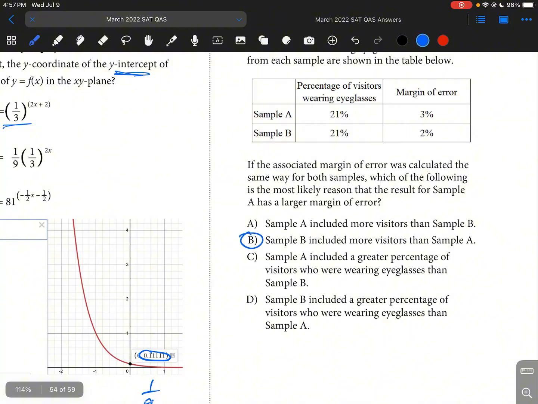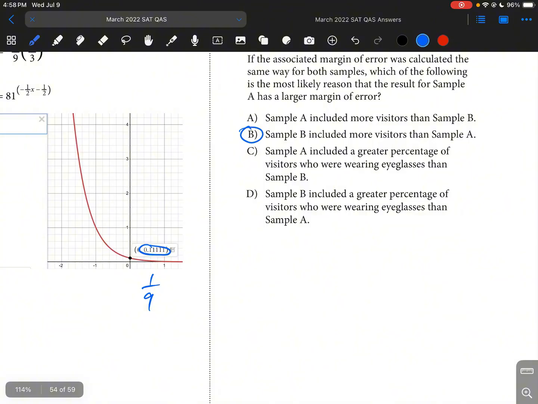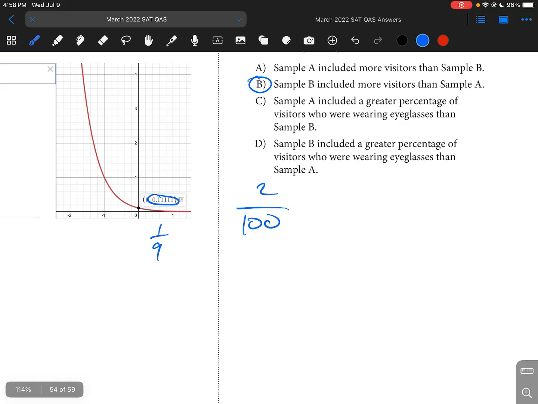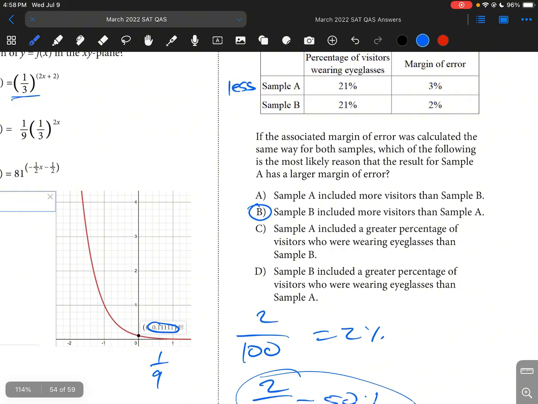So the answer is B, because if you have more people in B, meaning there's less people in A. So if you have a smaller number of people who were accounted for, accidentally miscounting results in a larger percent. So think of it this way. If you have 100 people and you miscount 2, that's not that bad. But if you miscounted 2, but you only had 4 people, that is 50% as opposed to 2%. So your margin of error is way bigger even though you did everything exactly the same. So the answer is B.